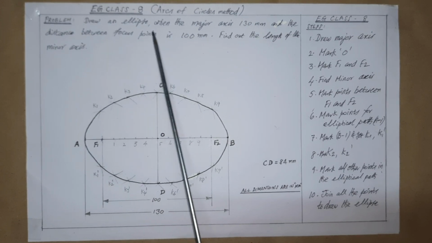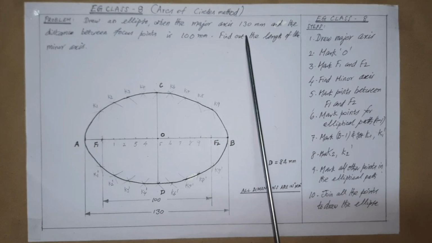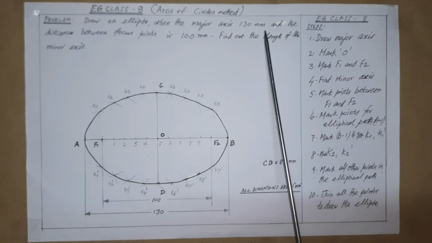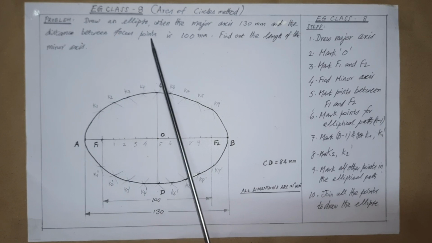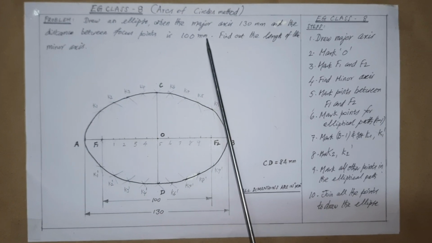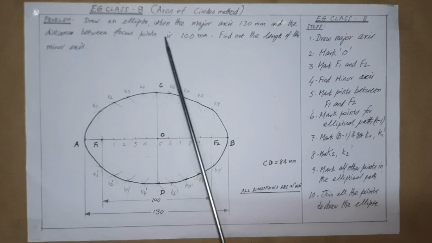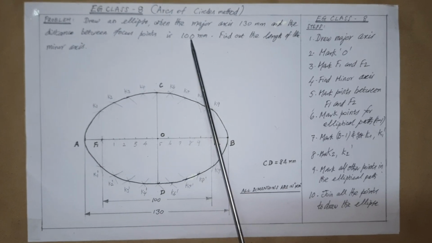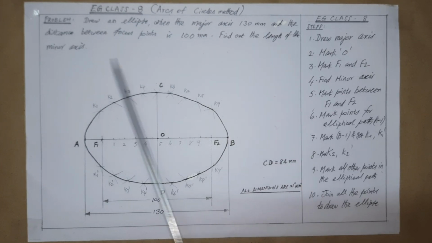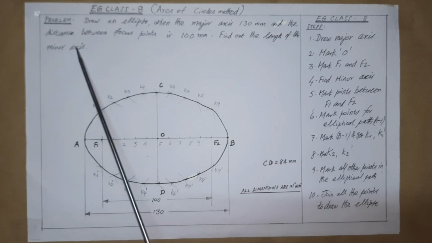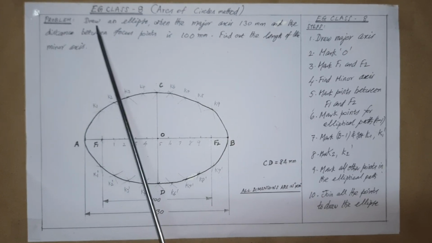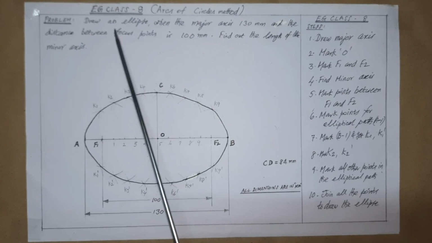Draw an ellipse when the major axis is 130 millimeter and the distance between focus points is 100 millimeter. Remember carefully, this is the distance between focus points. This is not the minor axis in this problem. Find out the length of the minor axis. That is one of the questions apart from drawing the ellipse. This is the problem given.